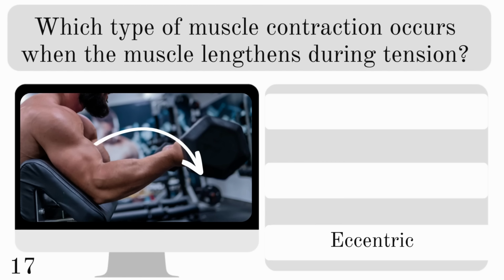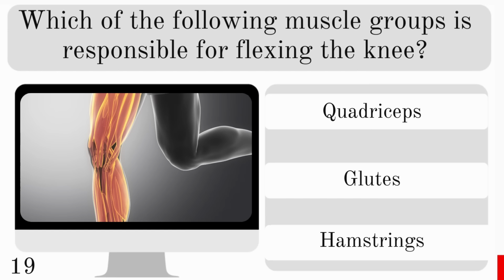Which of the following muscle groups is responsible for bending the elbow? The biceps, quadriceps, or triceps? And it is the biceps. Which of the following muscle groups is responsible for flexing the knee? Quadriceps, glutes, or hamstrings? And for that one, the hamstrings.